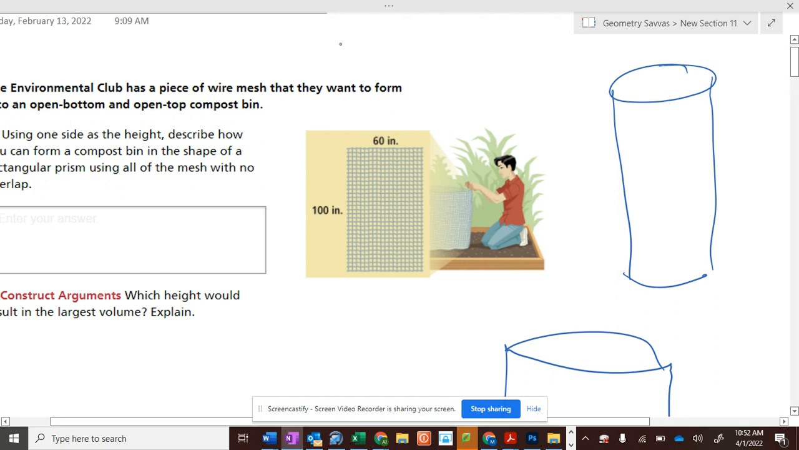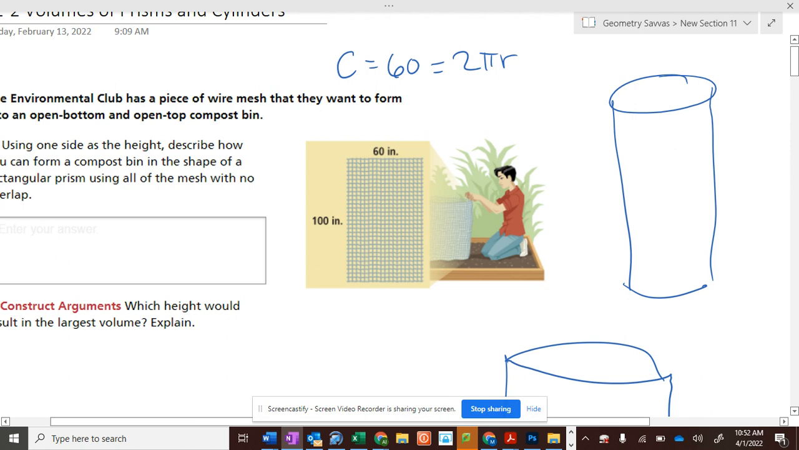Thank you. So, the circumference equals 60. What's the formula for circumference? 2 pi r. So if I want to figure out the radius, what would you do? Divide by 2 pi. Nope, I did not say area. So the radius is equal to 30 over pi in this situation.